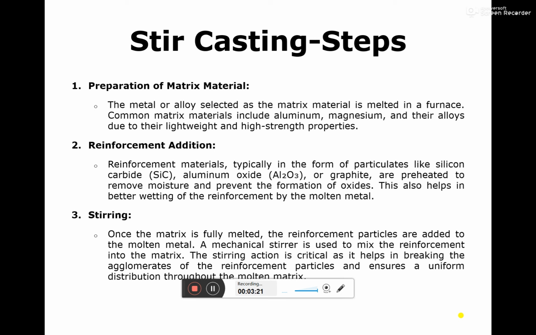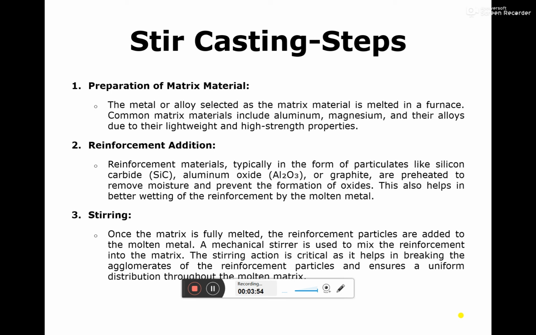The second step is the addition of the reinforcement. As already mentioned, based on your requirement, you have to choose the appropriate reinforcement material. You can use silicon carbide, aluminum oxide (Al2O3), graphite particles, titanium carbide particles, or boron carbide particles. Such types of particles can be used.